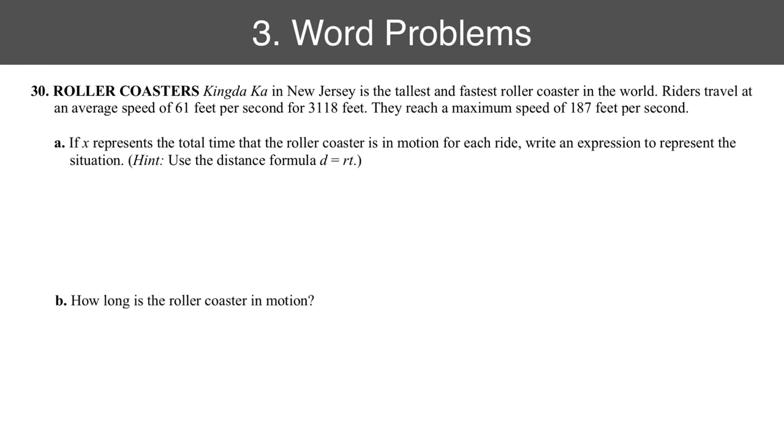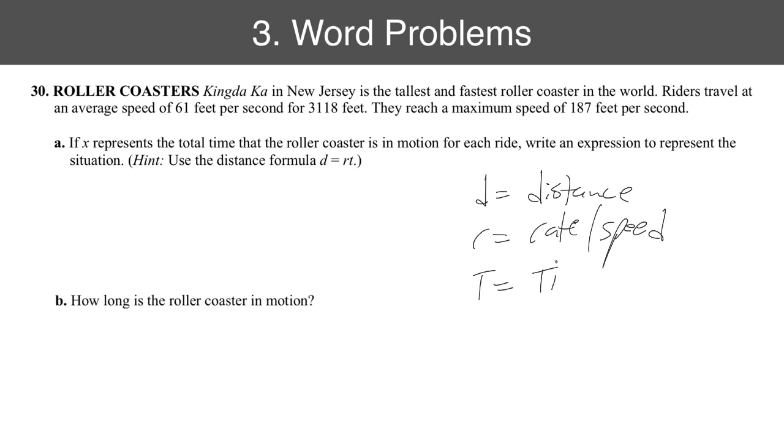Now before we use d equals rt, we need to understand some things about it. D stands for distance. R stands for rate, also known as speed. And T stands for time. Now it already told us right here, let x represent the total time. So that means our t is what we're going to use for x. So what we need to figure out is what d and r are.